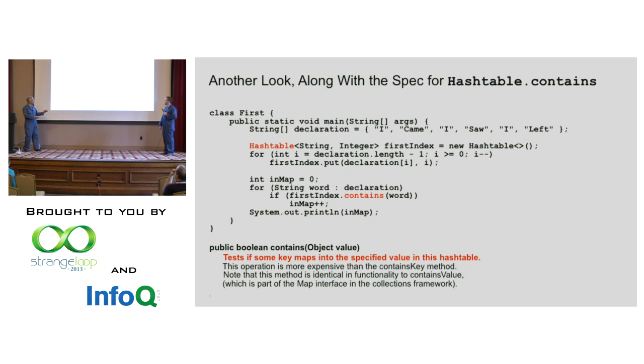Value in the hash table. So this better be a value. The values are all integers. But we're running through the strings, the possible keys. And of course, the keys are not found in the value position. So that's awful, isn't it? Yeah, what do we do about it?